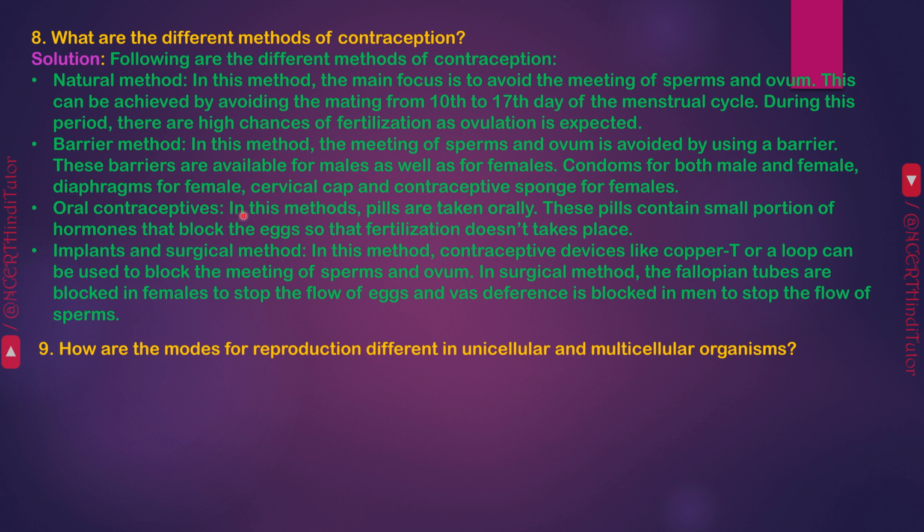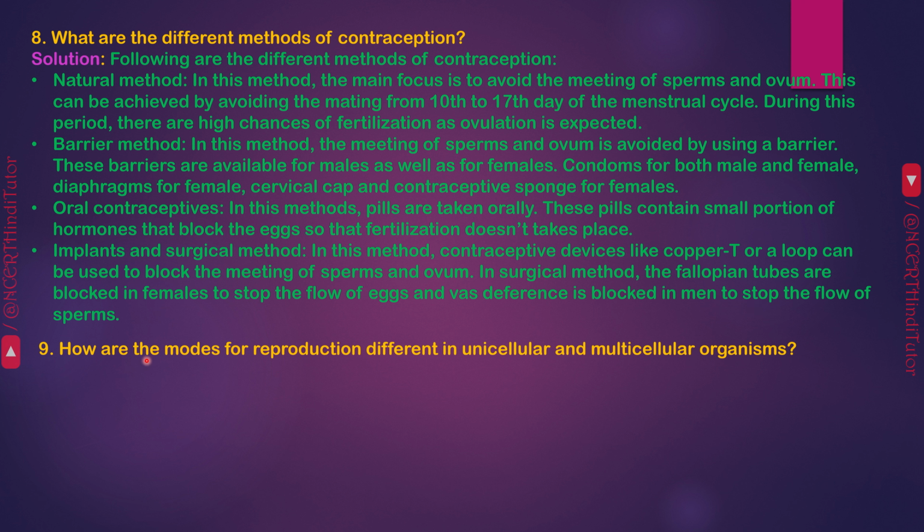Oral contraceptives. In this method, pills are taken orally. These pills contain a small portion of hormones that block the eggs so that fertilization doesn't take place. Implants and surgical method. In this method, contraceptive devices like copper T or a loop can be used to block the meeting of sperms and ovum. In surgical method, the fallopian tubes are blocked in females to stop the flow of eggs and vas deferens is blocked in men to stop the flow of sperms.